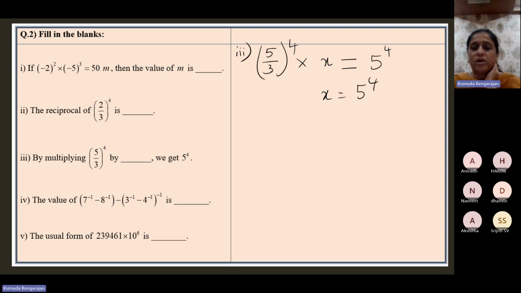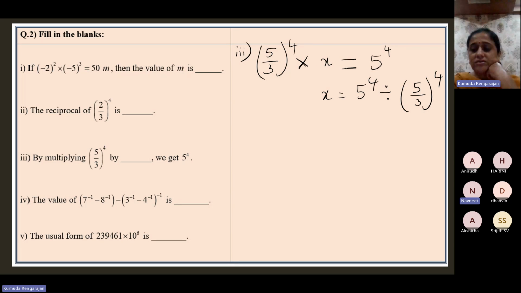Okay, so supposing you do this, when you transpose this, what happens? It becomes, this one becomes what on the other side? It goes for division, right? Multiplication goes for division, divided by (5/3) to the power 4. Is this correct, children? Yes, ma'am.